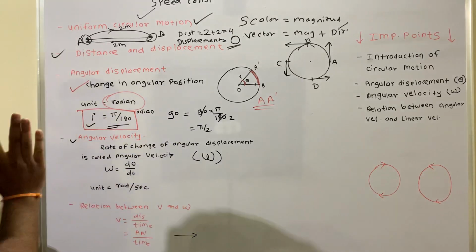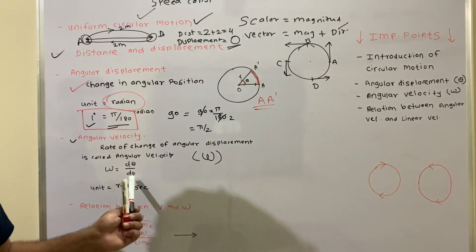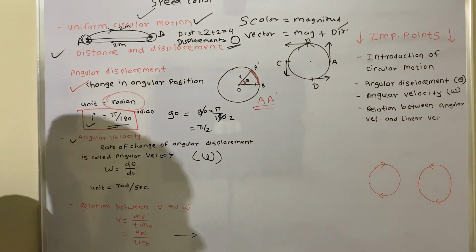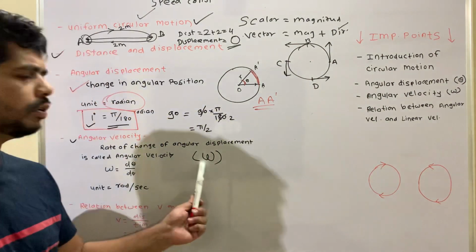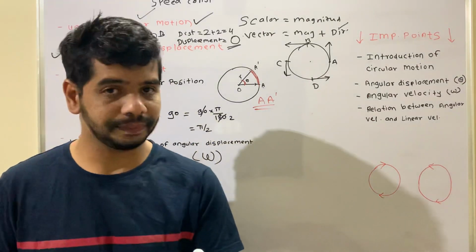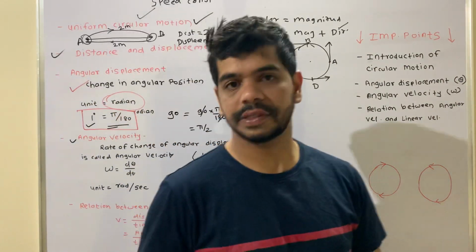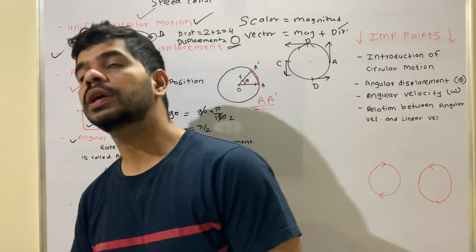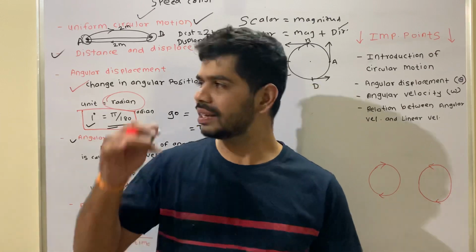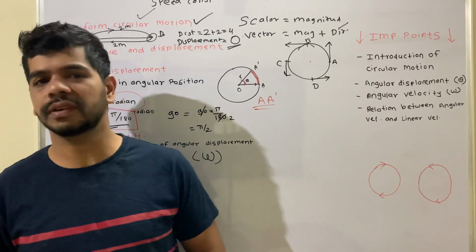So the unit is very simple. Theta will be in radian and time will be in seconds. So radian per second is the unit of angular velocity, and it is denoted by omega. Don't get confused. I am repeating, it is denoted by omega. Okay. So this is about the angular velocity. The terms we use in linear motion are analogous to these angular terms. So I think there is no chance of confusion.